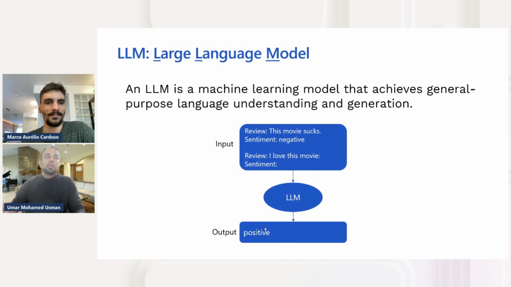So for example, I'm showing here, if you wanted to know the sentiment of a movie review, and you say, hey, this movie sucks, and the sentiment is negative, and then you give another review, hey, I love this movie, and you ask what is the sentiment, the LLM can go ahead and say positive. These are the things that humans can do, and with the help of LLMs, you are able to accomplish that. This is the reason why it got really popular.